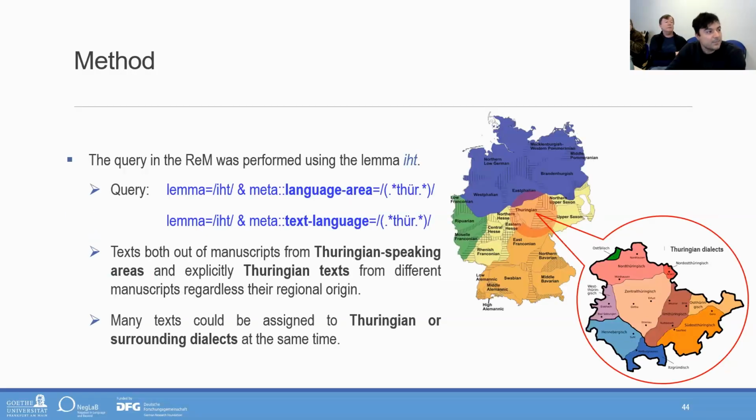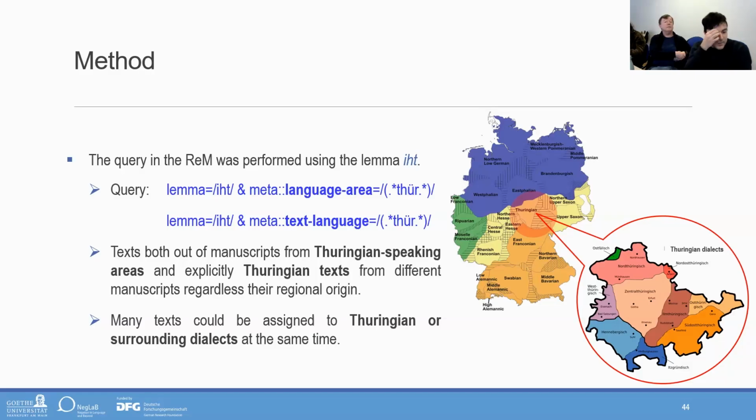And for this, we have used the lemma ich, because in this period there's no standard orthography for the writing of words yet, so you could find ich in many different forms. So to catch them all, we were obliged to use the lemma to be sure that all of them are included.